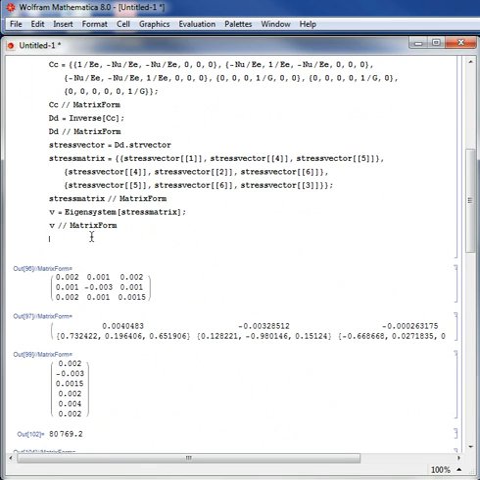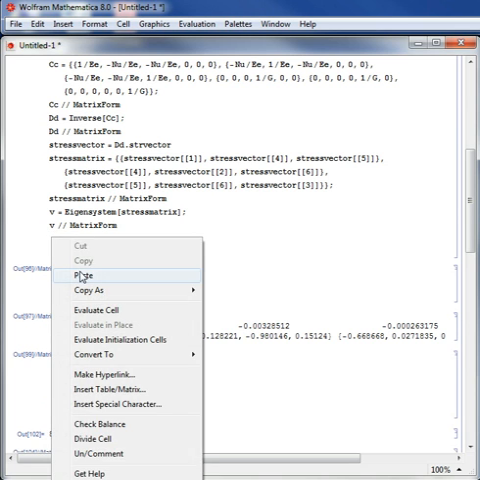Finally, we need to calculate the von Mises stress for this stress state. Now I have here the function that calculates the von Mises stress from a stress matrix, which I created in a previous assignment. So I'm going to paste it here.